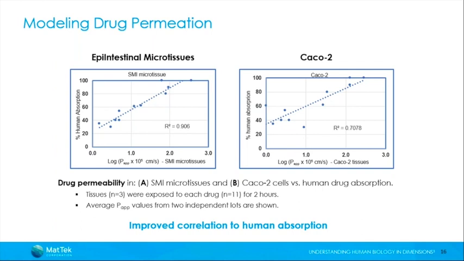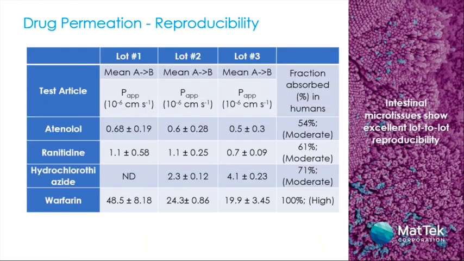So our model is similar to the in vivo responses. The next one is, if we are going to use this tissue for a certain time, then we have to have reproducibility of the tissue. So we took 4 representative drugs, and we looked at the Papp values of 3 different lots of production. As you can see, the intestinal microtissue shows excellent lot-to-lot reproducibility.